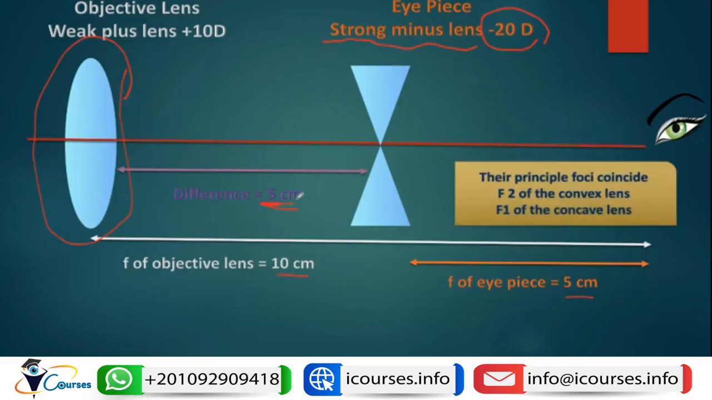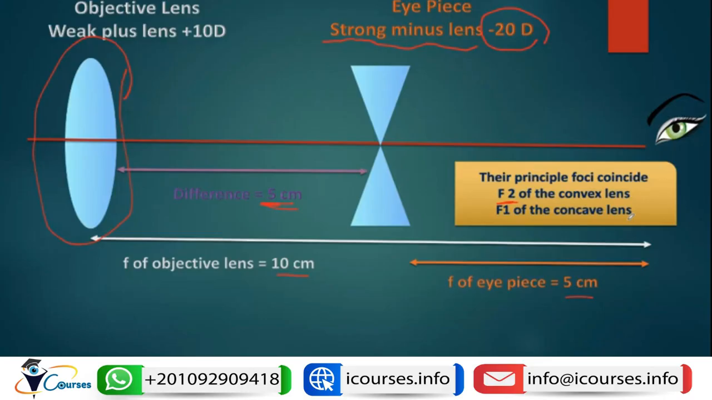So what is the principle? The principle is that the focus of the plus lens and the focus of the minus lens should coincide, meaning that the f2 of the convex lens, which is located behind the plus lens, and the f1 of the concave lens must coincide in order for this telescope to work.